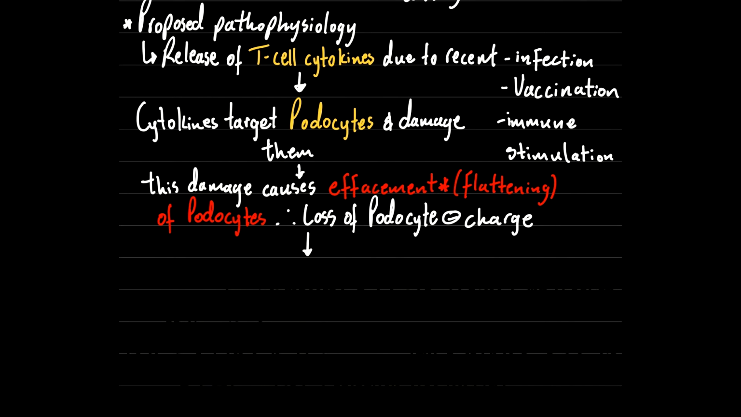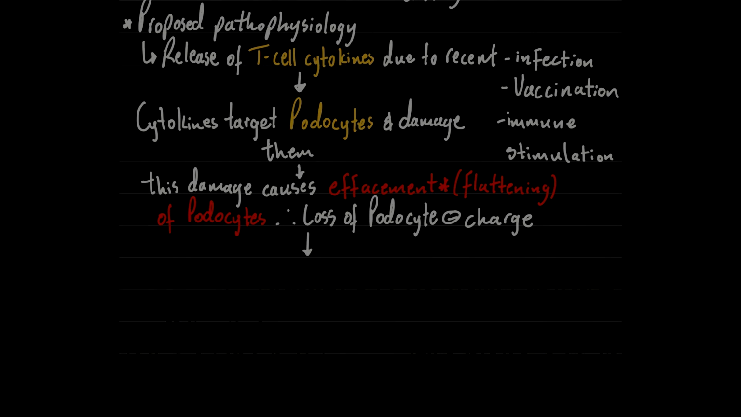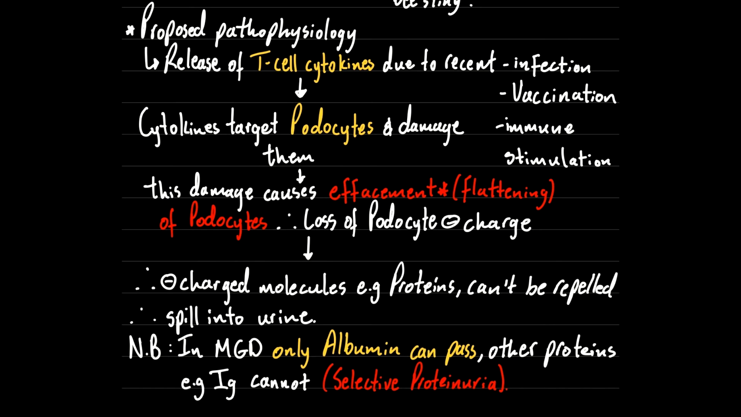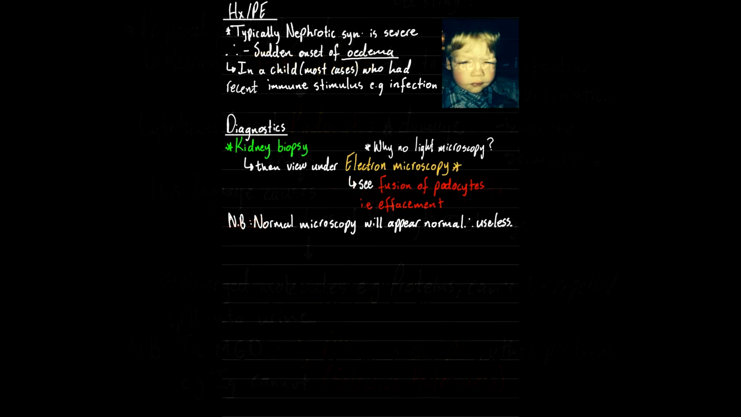Effacement, flattening of podocytes, causes them to lose their negative charge. So when podocytes lose their negative charge, they can no longer repel other negatively charged molecules such as proteins, because they too are negatively charged and therefore can't be repelled. Hence why they get filtered into urine, causing proteinuria. For Nil's disease, only albumin can pass through the membrane, other proteins such as immunoglobulins cannot, and this is called selective proteinuria.